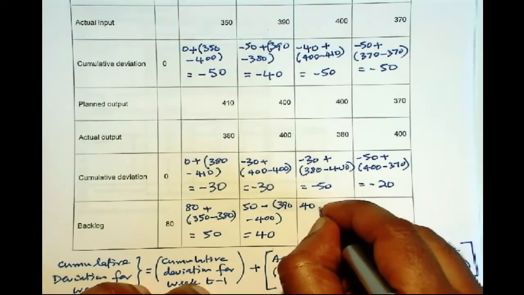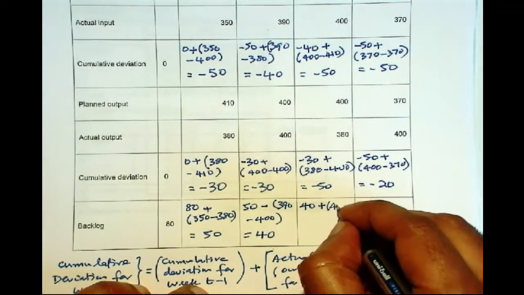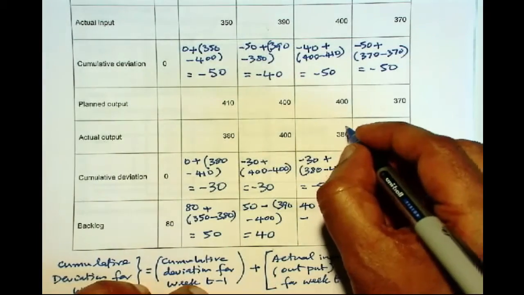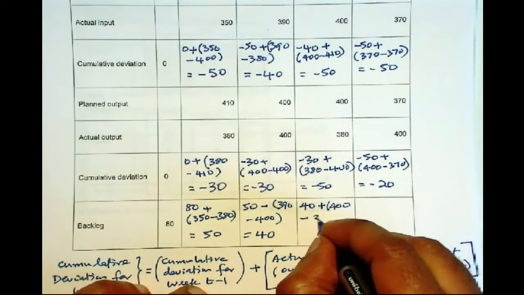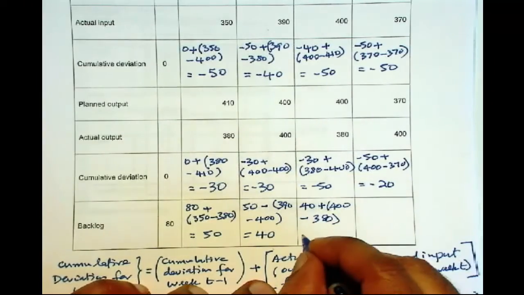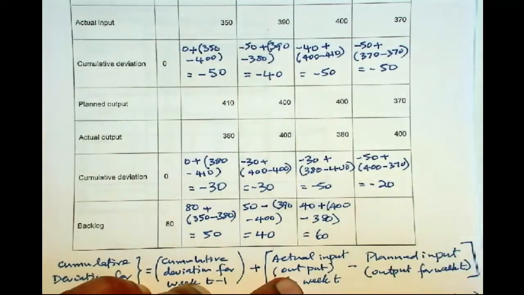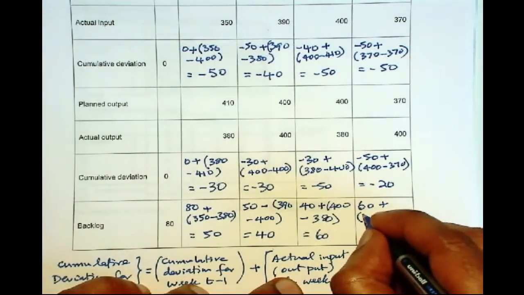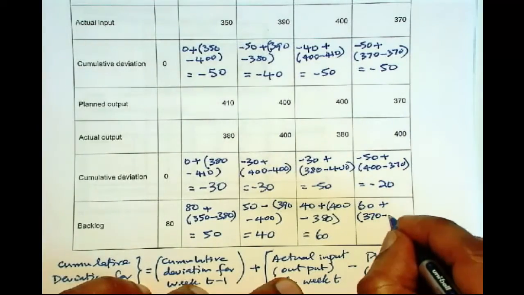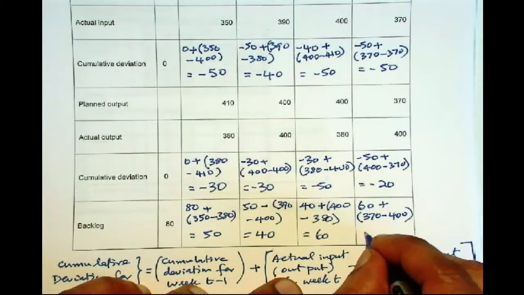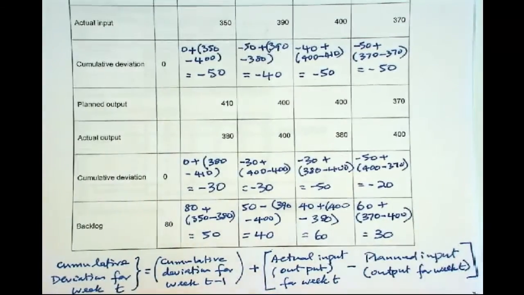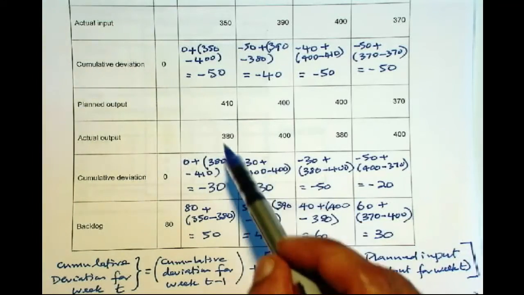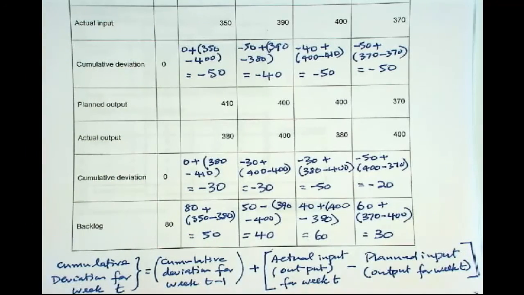Then 40 plus 400 minus 380. So there is now more input than output, so backlog goes up. Then 60 plus 370 minus 400 gives you 30. So this is how backlog is calculated, and you can plot the backlog and the cumulative deviations with time as the x-axis, and you can have a visual picture of what is going on.